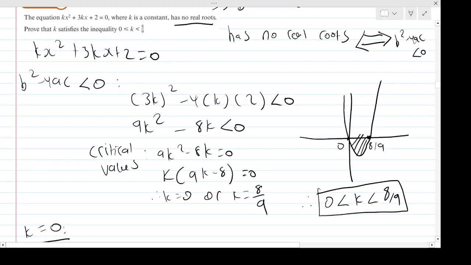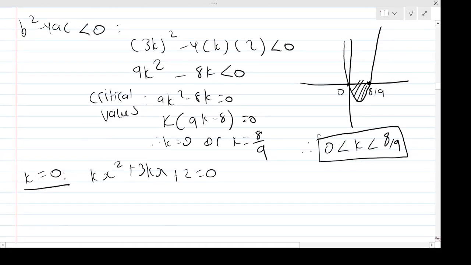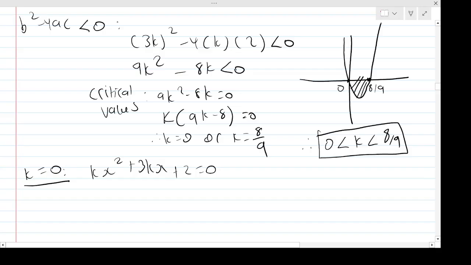Anyway, so k = 0, then the quadratic kx squared plus 3kx plus 2 equals 0. If we substitute k = 0 in, 0x squared is 0. And the x part will go to 0, because it's a multiple of k, so it's times by 0. So we're simply left with 2 equals 0, right? Well, hang on, that makes no sense. That's clearly incorrect. 2 is not 0.